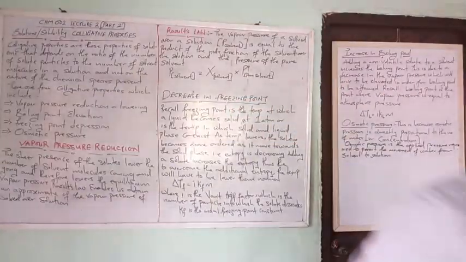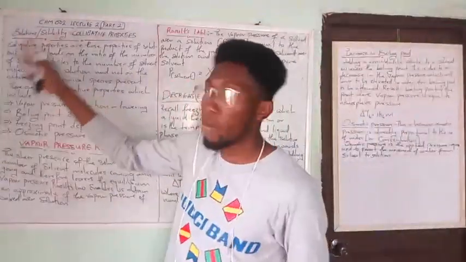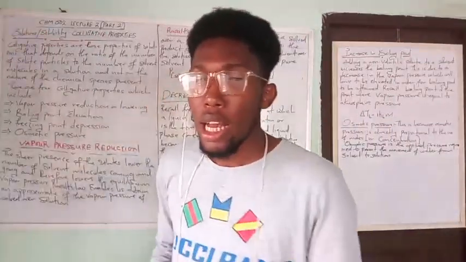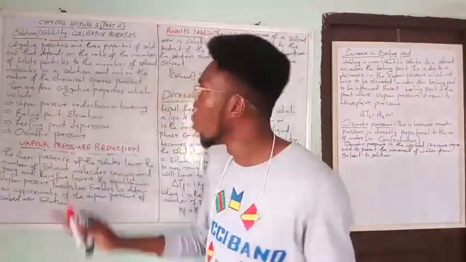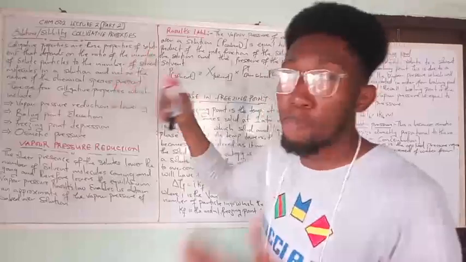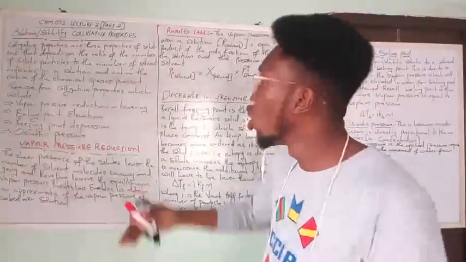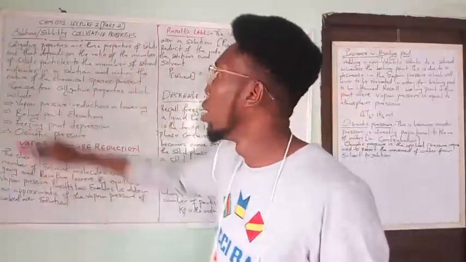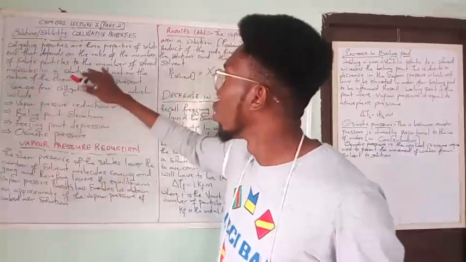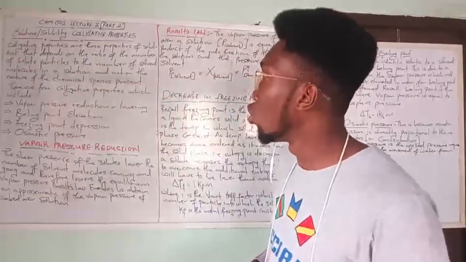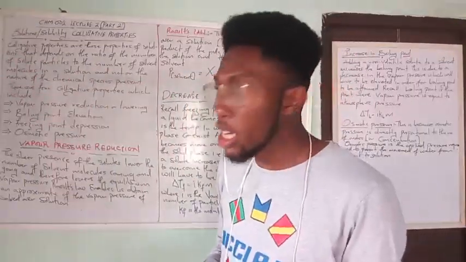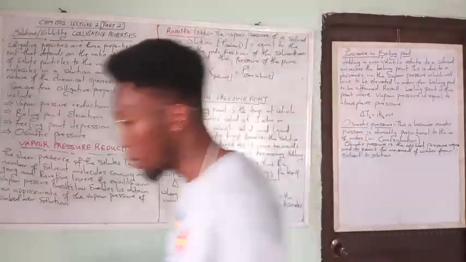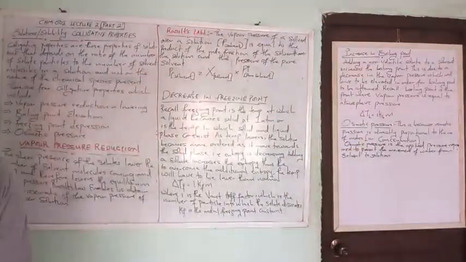Basically, what do we really mean by colligative properties? I have this written on the board here. Colligative properties are the properties that depend on the ratio of the number of solute particles to the number of solvent molecules in a solution, and not on the nature of the chemical species. I think we have to highlight that info there.